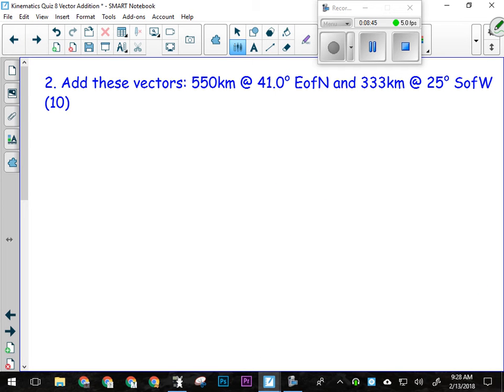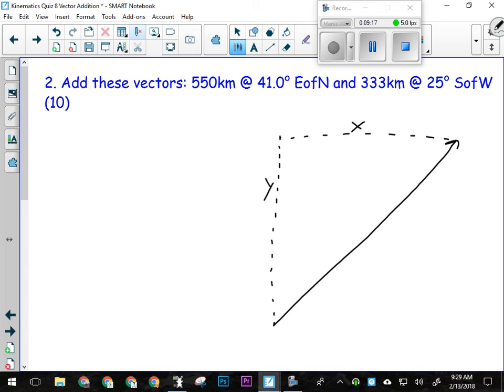So, watch and listen carefully here, guys. Second one, we've got a vector of 550 kilometers, 41 degrees east of north, and then 333 kilometers at 25 degrees south of west. All right, so our first one is going to be east of north. It's 41 degrees, so it's like this. Here's X and Y. This is going to be our 41 degree angle, 41.0 actually, and this is 550 kilometers. Everybody all right with that?